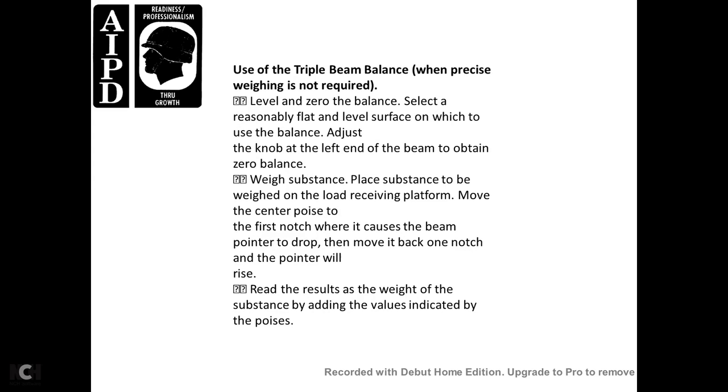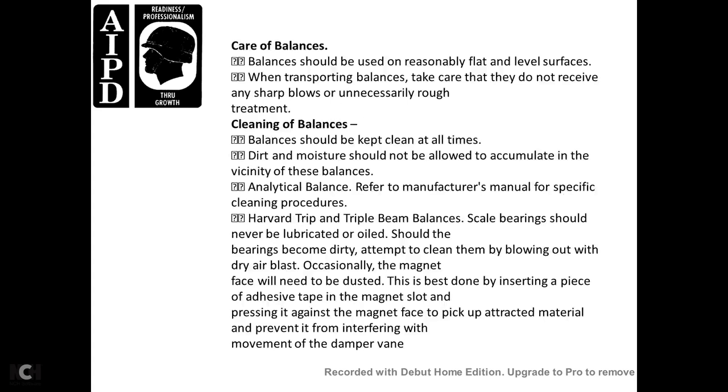When weighing a substance, place the substance to be weighed on the load receiving platform, moving the center poise to the first notch where it causes the beam pointer to drop, then move it back one notch so the pointer will rise. Read the result as the weight, adding the values indicated by the poises.